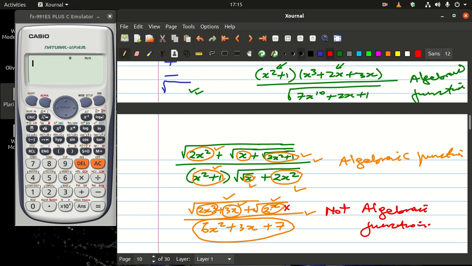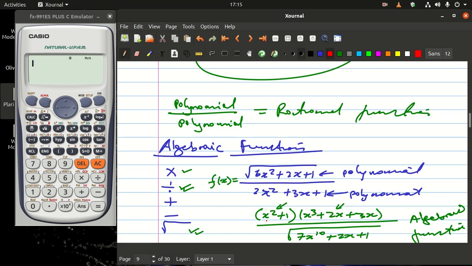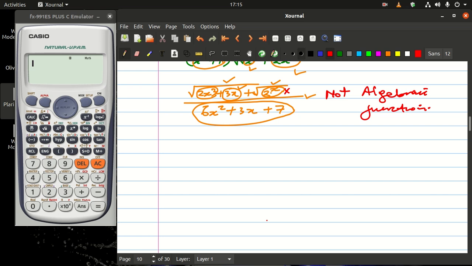There must be polynomials everywhere. Roots, division, multiplication are fine, as long as we're having these four binary operations and the root operating on polynomials. We don't want anything that is not a polynomial.